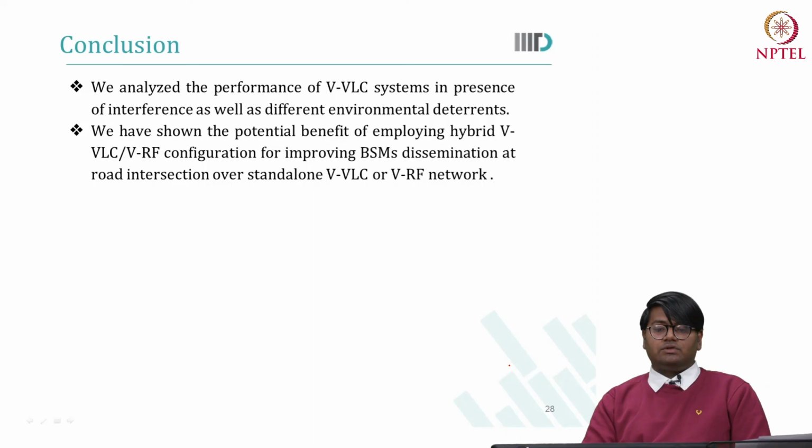Then secondly, we have also shown the potential benefit of employing a hybrid vehicular VLC, vehicular RF configuration for improving basic safety message dissemination at road intersections over standalone vehicular VLC or vehicular RF network. Depending upon the transmitter location, it is found that standalone vehicular VLC and vehicular RF exhibit complementary roles in terms of outage probability. The presented framework also showed the limitation of standalone vehicular VLC over VRF communication when the distance between the desired vehicle and the roadside unit is less than the critical distance defined for vehicular VLC.